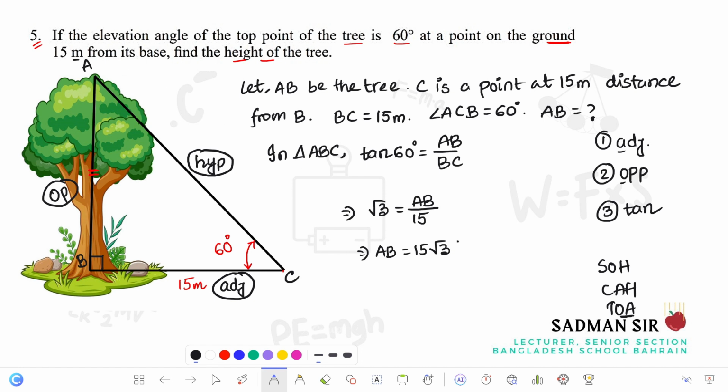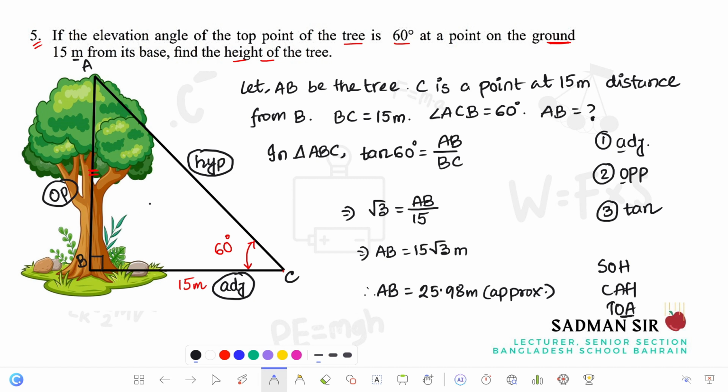As the unit here is meters, you will write meters, or if you want, you can take it into decimal form. Let me take my calculator and check the answer in decimal. 15 times √3 is showing 25.98, and obviously there are some more digits after it. As I did not take the whole number, it's better to mention approx, meaning approximately. So that is the height of the tree.